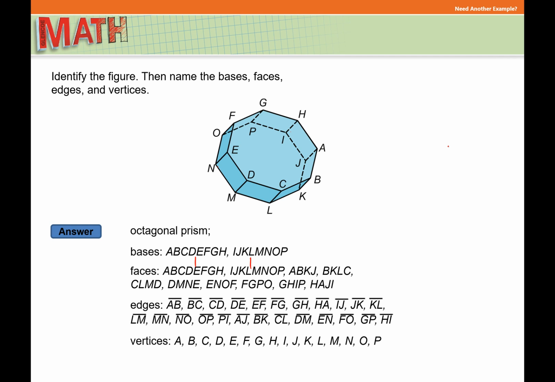The edges, obviously, you want to start naming just the edges on the bases, okay? Do that, name the edges of the bases, and then name all of the edges from there that connect the bases. So start by naming the edges of the bases, and then move to naming the edges that connect the bases. And then the vertices, obviously, are all the points.